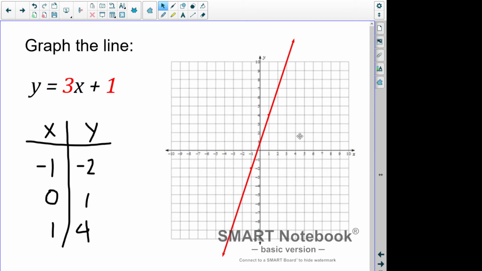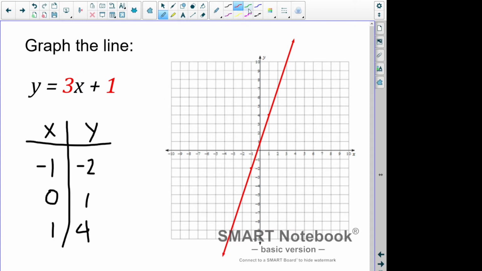So I can create a table of values and I can graph that. But our goal is to be able to go right from the equation into the graph, right? We'd like to skip this step just because it's time consuming and we'd like to save some time doing that. So it'd be nice if we could just go from here to here.